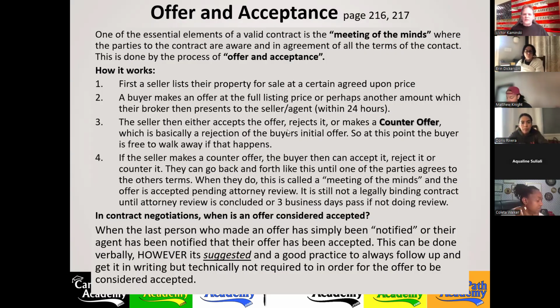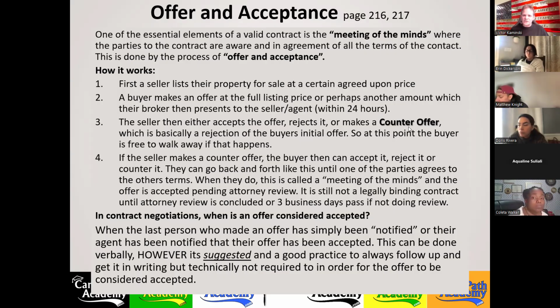And when offers are made, we need to present it to the other side within 24 hours. Then the seller either accepts the offer, or they reject it, or they make a counter offer. But a counter offer is essentially a rejection of the buyer's offer that came in, with the seller making their own offer back to them. So at this point, the buyer is free to walk away. They don't need to even respond to any further correspondence because their offer was essentially rejected, right? That's what a counter offer is.